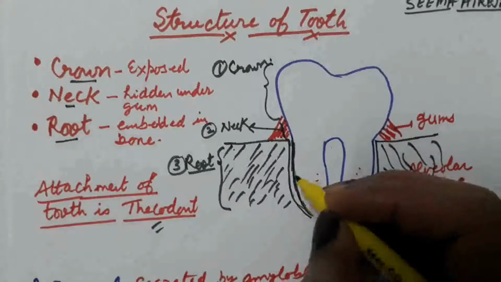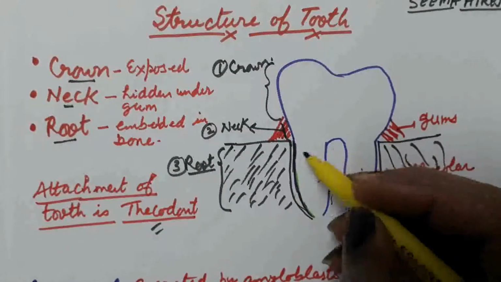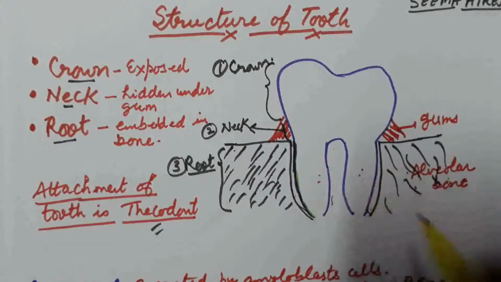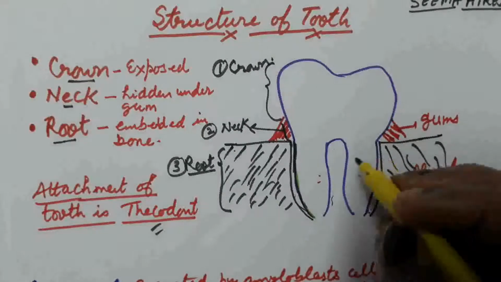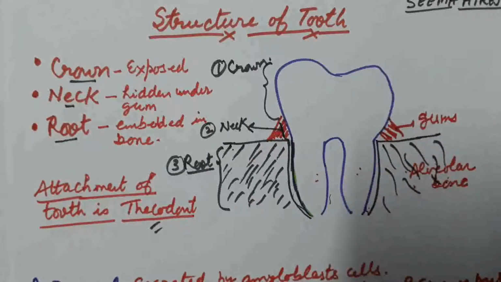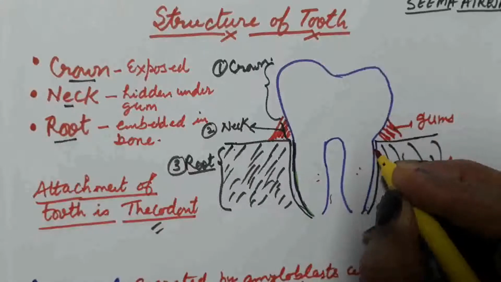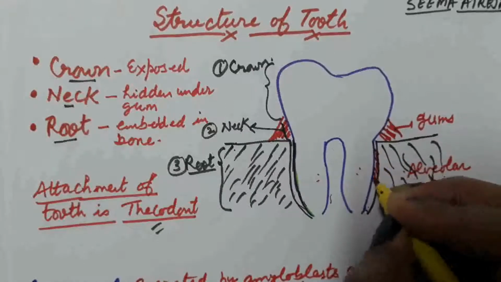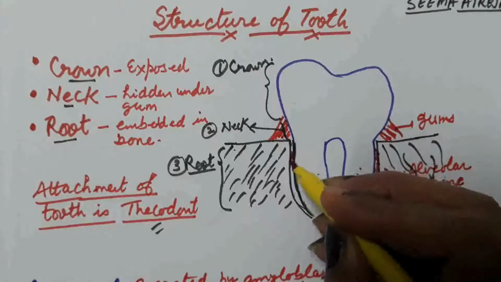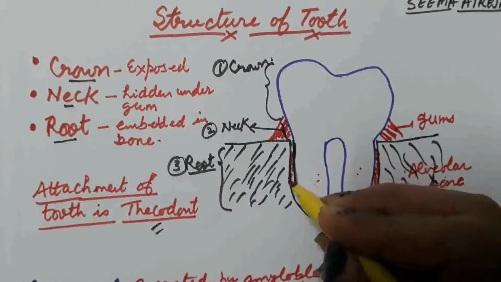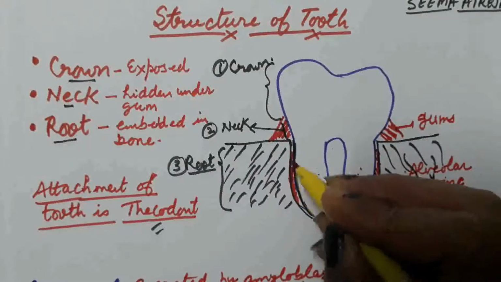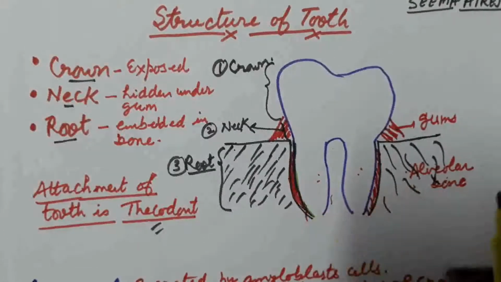In the root region, where the root of the tooth is embedded into the socket of the jawbone, there is a cementum layer. This cemental layer fixes the root region of the tooth into the socket of the jawbone. We call it cementum.